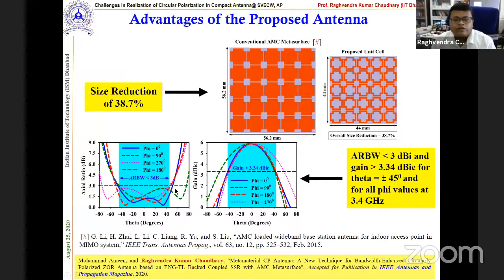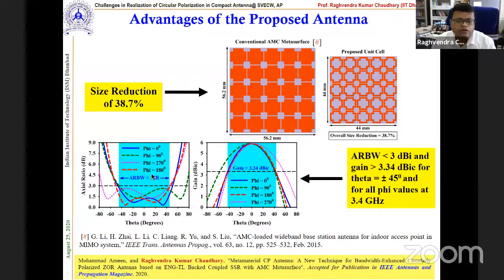Fine. And finally, this picture is really very important actually, because what we analyzed here is the axial ratio and the gain, two things. This is really, really important, because this was the only thing the earlier or existing designs are not showing: good gain and other things. So we addressed these parameters. And what we found is that at plus minus 45 degrees, correct, below 3 dB, we have sufficient bandwidth.